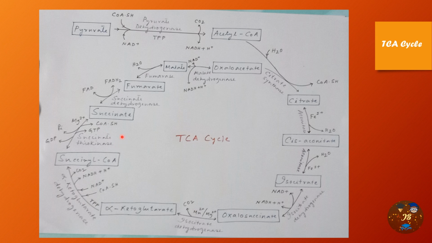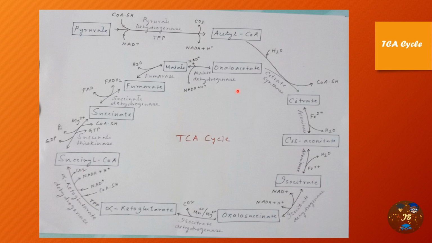Here magnesium helps. The succinate converts into fumarate with the help of the enzyme succinate dehydrogenase, with FAD converted to FADH2. Fumarate converts itself into malate with the help of the enzyme fumarase, which in this step releases water. Now this malate converts into oxaloacetate again with the help of malate dehydrogenase, with the release of NAD plus and NADH plus H plus.